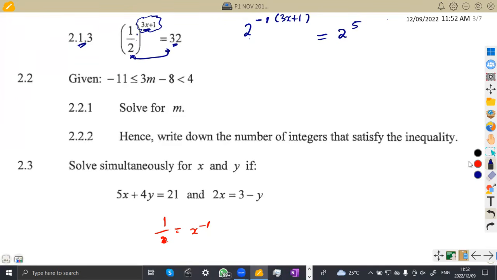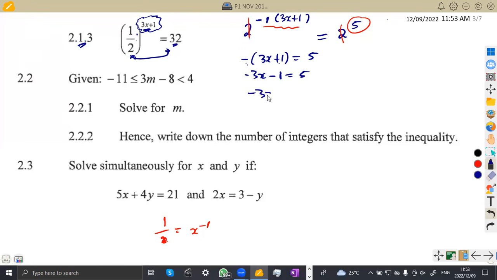In this case, since the bases are the same, the 2 and the 2, we are going to equate the exponents. We're going to equate these two exponents, which is -1 times (3x plus 1) is equal to 5. You can expand the brackets, or you can divide by -1 on both sides, depending on what you want. So let's expand: negative times 3 is -3x, negative times 1 is -1, is equal to 5.